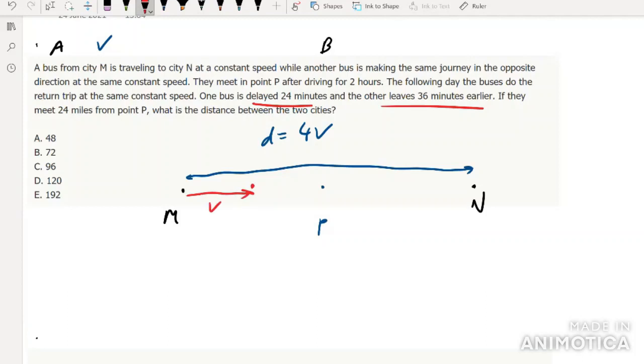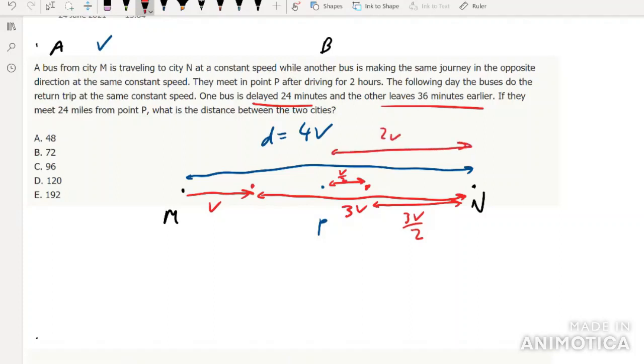And then they just meet halfway. So how much have they got left? Well, they've got 3V left. And they're going to meet halfway from this point. So they're going to meet somewhere here, which is at a distance of 3V over 2 from there. In other words, this distance is V over 2, because the whole distance was 2V. And so V over 2 apparently is 24 miles. So V is 48 and the distance is 4V. So 4 times 48 is 192.